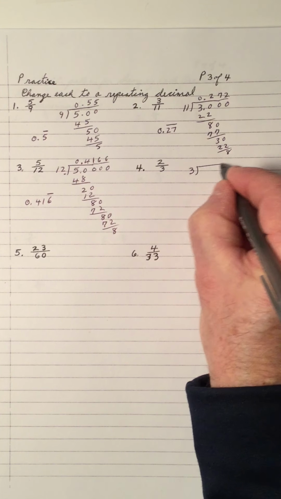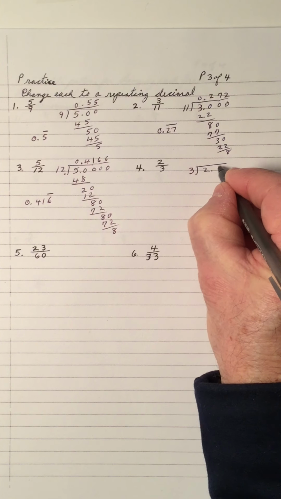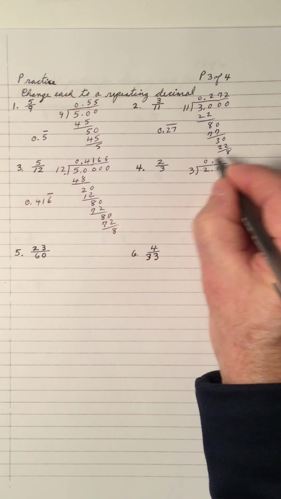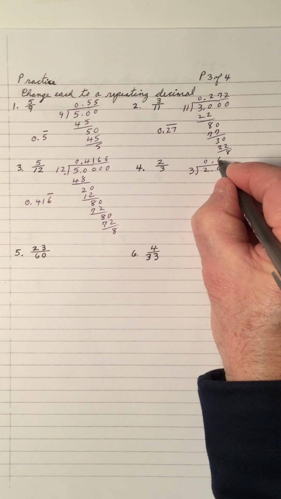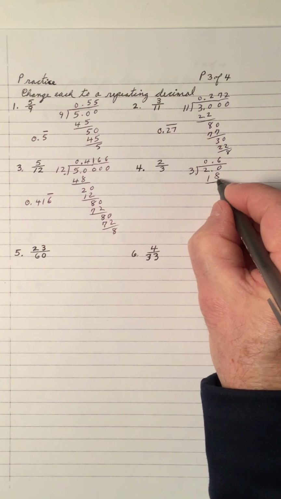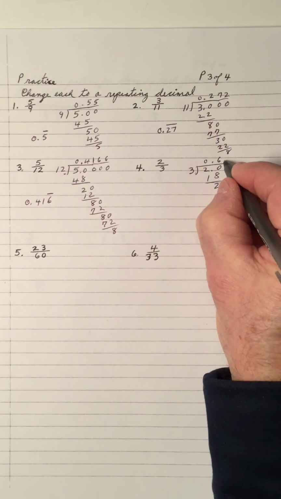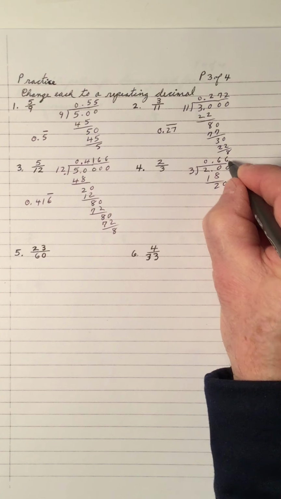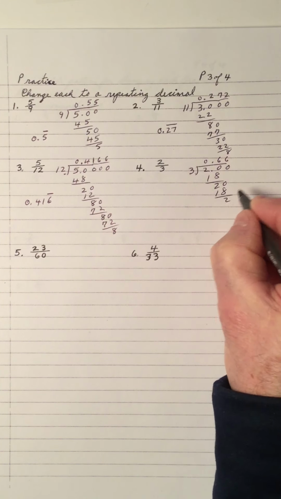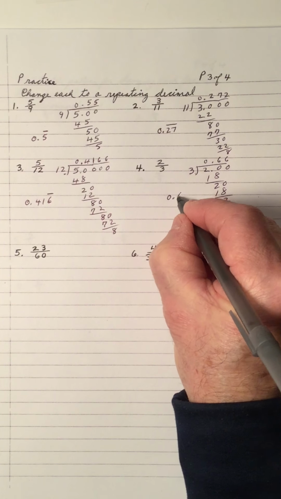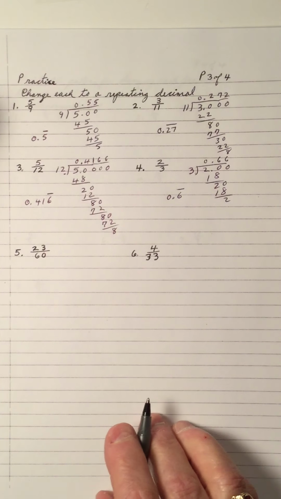2/3 is 3 divided by 2. Okay, can't go. 3 6s are 18. 20 subtract 18 is 2. Bring down a 0. 3 into 20 goes 6. 3 6s are 18. Notice the 2's begin to repeat. So decimal 6 with a bar. 6 is repeating.